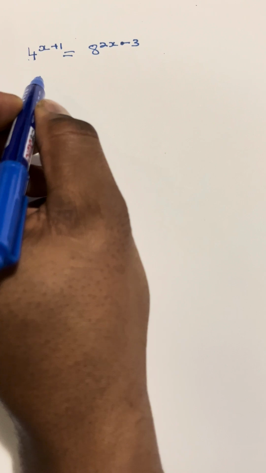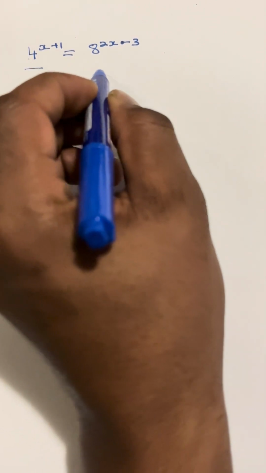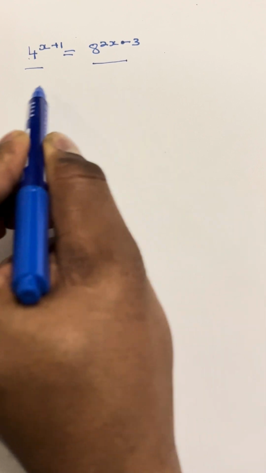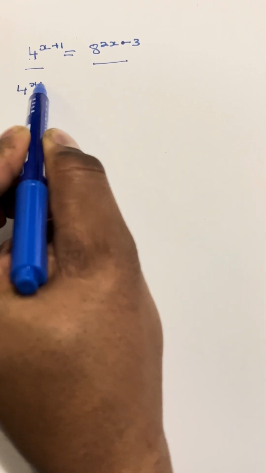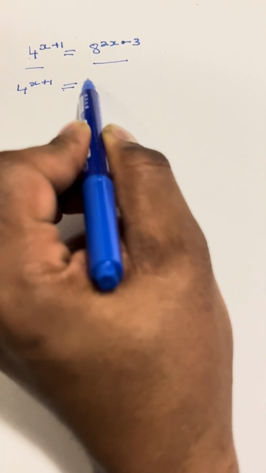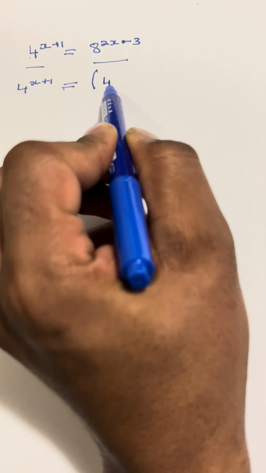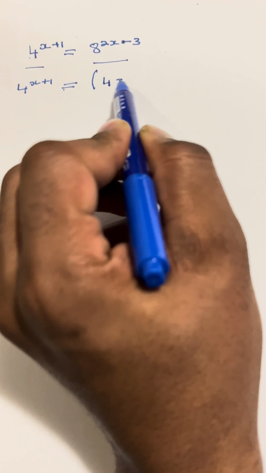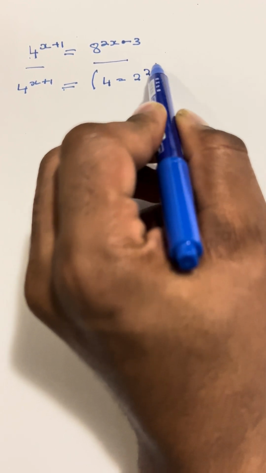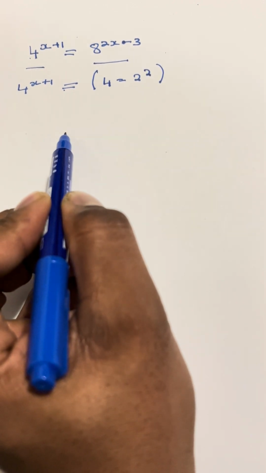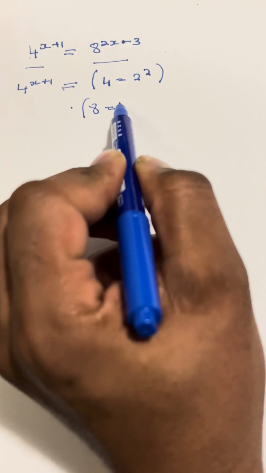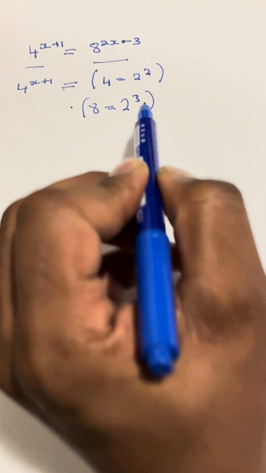Now, we want to make the base the same. The base of this side is 4, with exponent x plus 1. The base on this side is 8. So we're going to say 4 is equal to 2 squared. All right. Okay, now 8 is equal to 2 cubed.